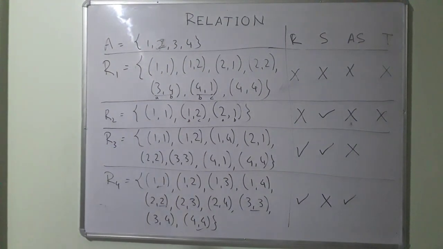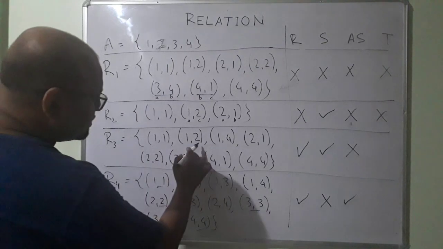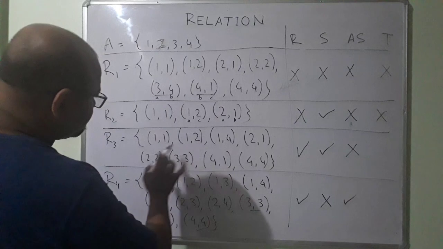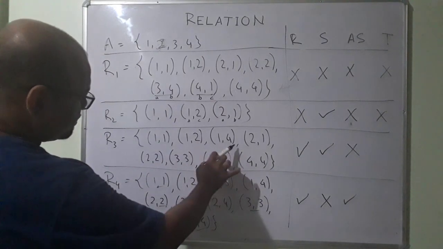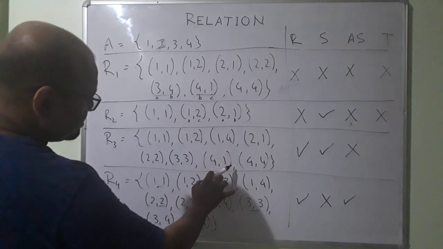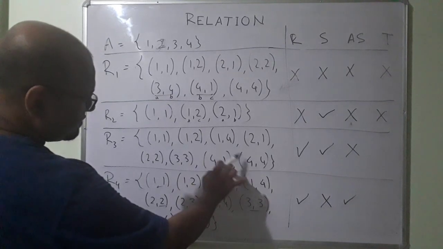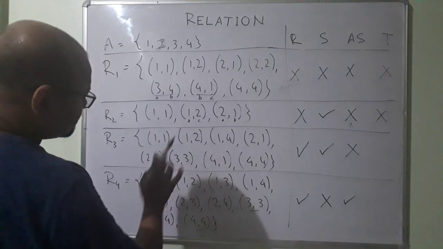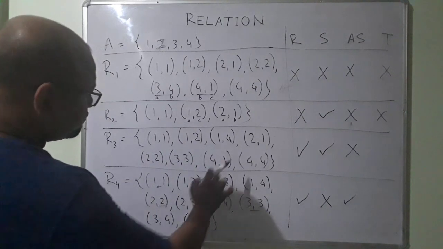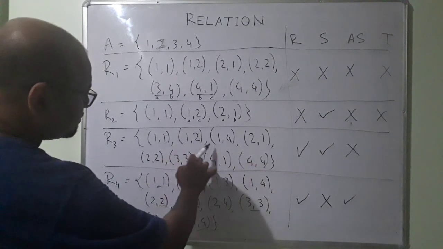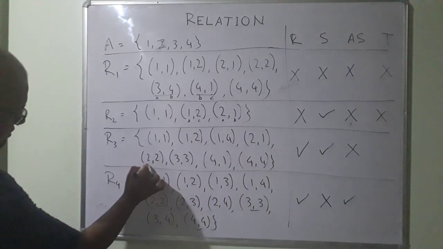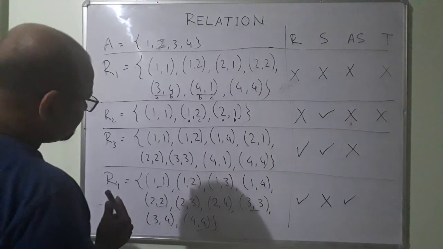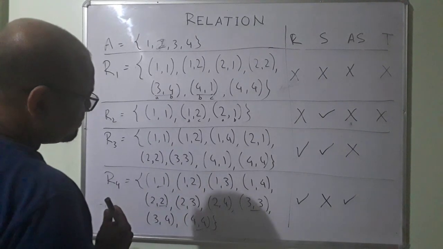Okay, next one. Is this transitive? 1 2 is there, 2 1 is there, 1 1 is there, right? 1 4 is there, 4 1 is there, 4 4 is there, 1 4 is there, 1 1 is there, so not a problem. 2 1 is there, 1 2 is there, but 2 2 is not there. Oh yeah, 2 2 is there, not a problem. Then let us see. 1 4, 4 1.